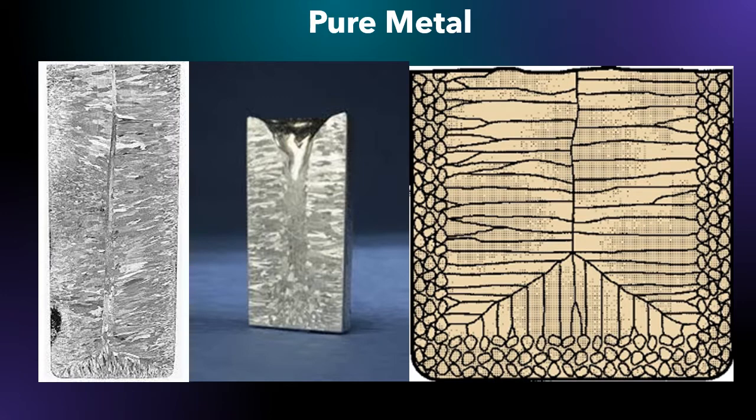Due to the chilling action of the mold wall, a thin skin of solid metal is formed at the interface immediately after the pouring. The skin thickness increases to form a shell around the molten metal as solidification progresses. The rate of the freezing depends on the heat transfer out of the mold, as well as the thermal properties of the metal.